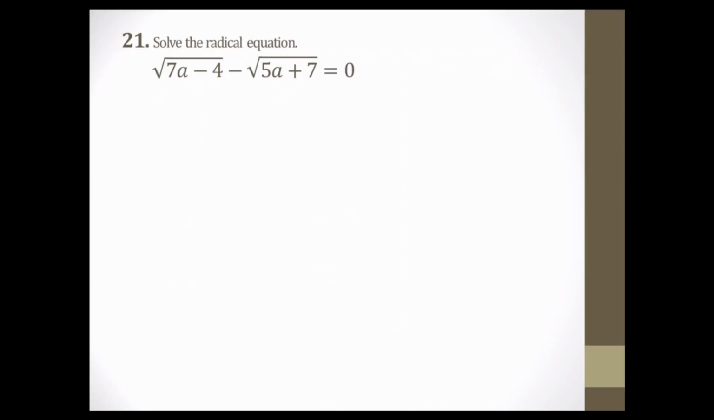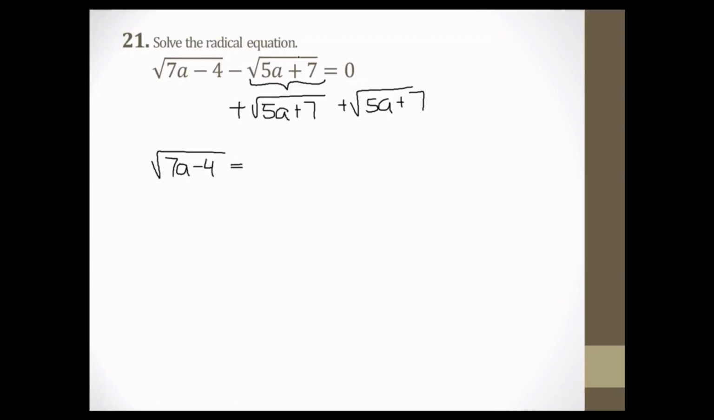Let's go to question number 21, and it says solve the radical equation. So we have the square root of 7a minus 4 minus the square root of 5a plus 7 equals 0. To solve this type of problem, we're going to want to apply a special type of property, and to do that, we need to bring one of these over to the other side. So let's start by adding the square root of 5a plus 7 to the other side, and that means on this side we are left with the square root of 7a minus 4, and that is equal to the square root of 5a plus 7.